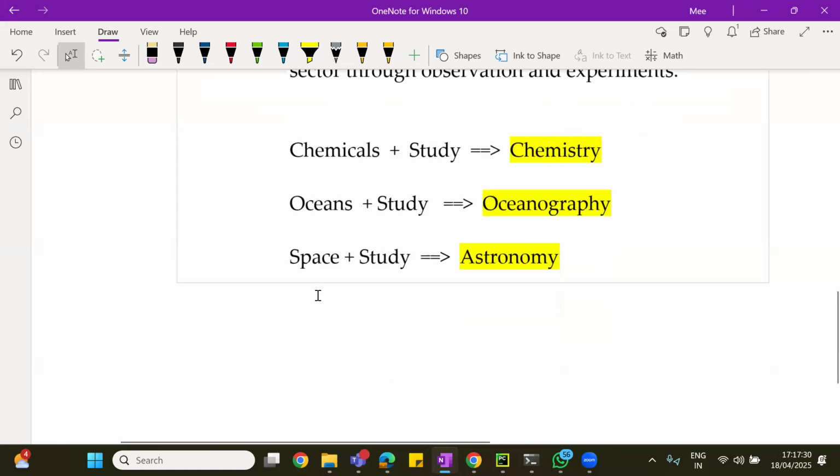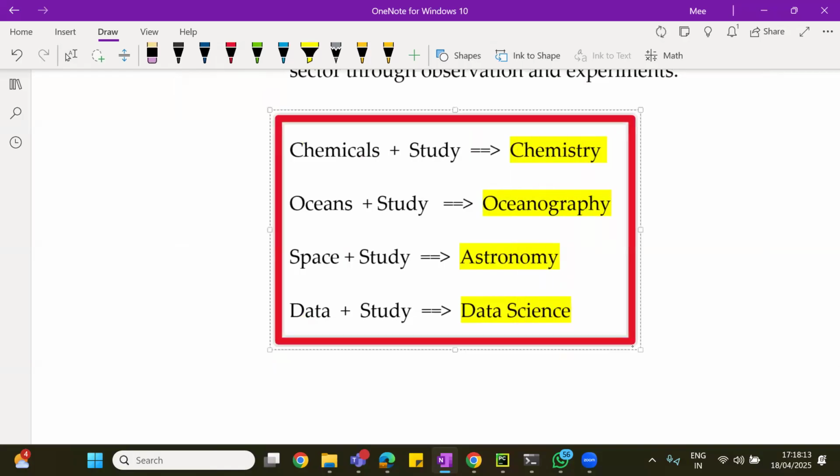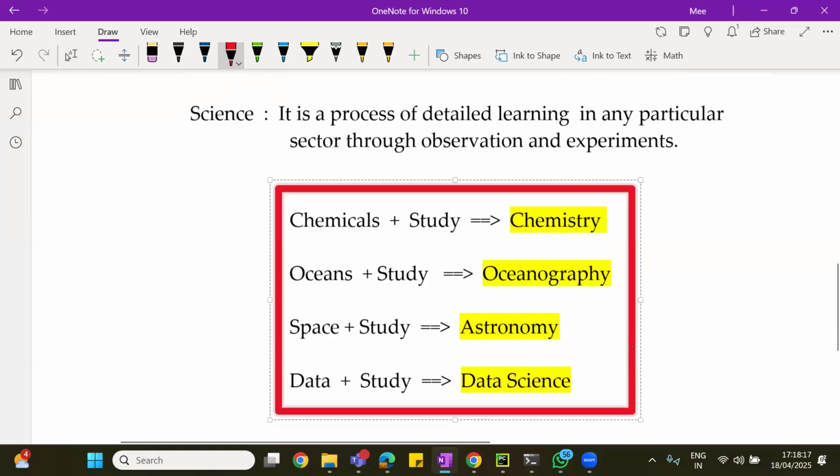In the same way, when we are doing a detailed study on data, that is called data science. So chemicals plus study is chemistry, oceans plus study is oceanography, space plus study is astronomy, and data plus study is data science. These all come under the category of science. So now you got it: data science is nothing but doing a detailed study on data.